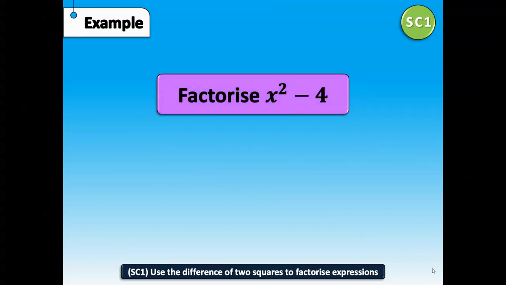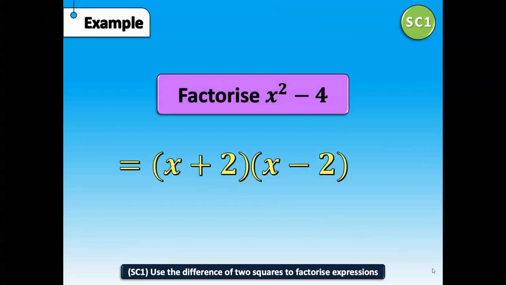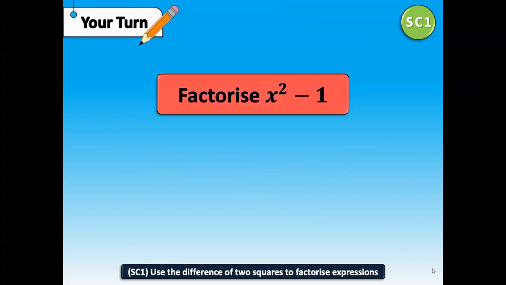Here, the square root of 4 is 2. So one bracket is x plus 2, and the other bracket is x minus 2. Here's a question for you to have a go at. Pause the video, and when you're ready for your answer, press play.